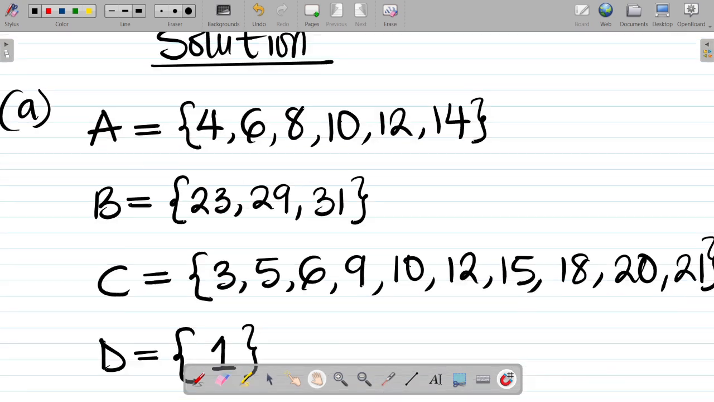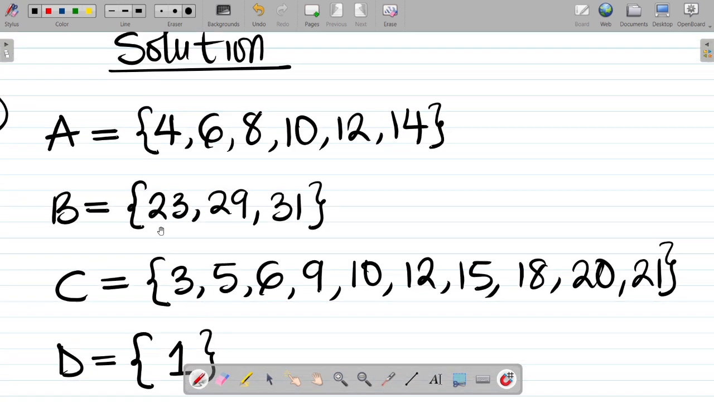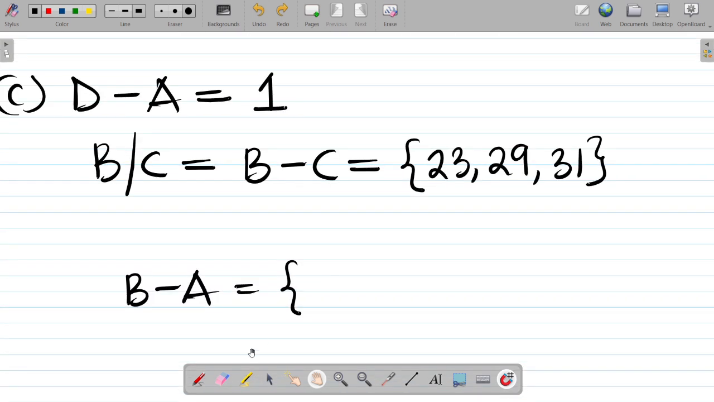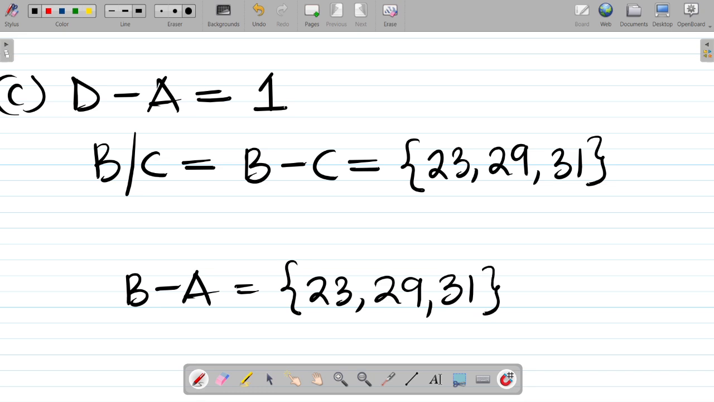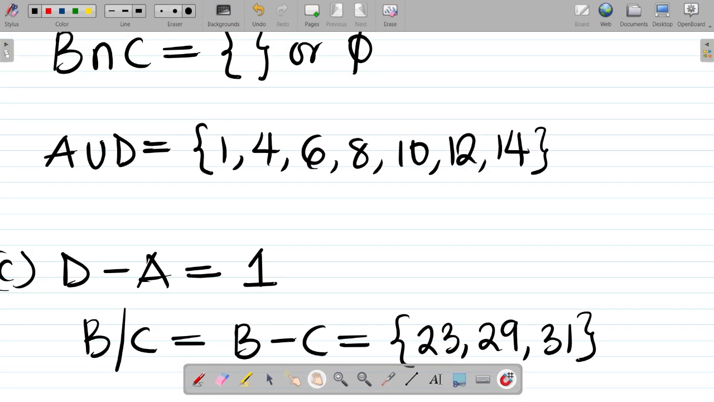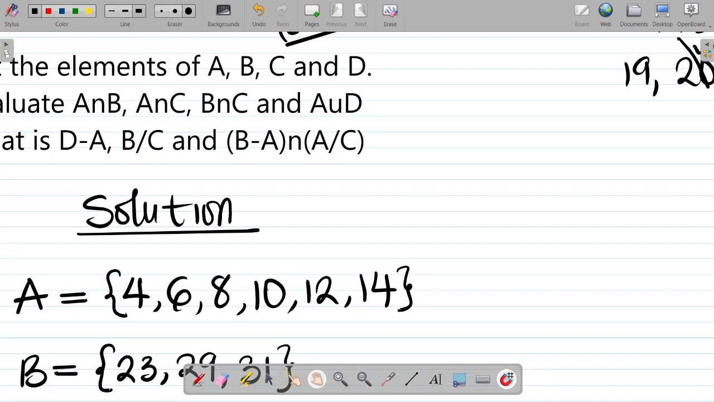In B, I have 23, 29, 31. They are not here in A. So in essence, B minus A is 23, 29, 31. This is the value of B minus A. Okay, next up, it says B minus A intersection A slash C.